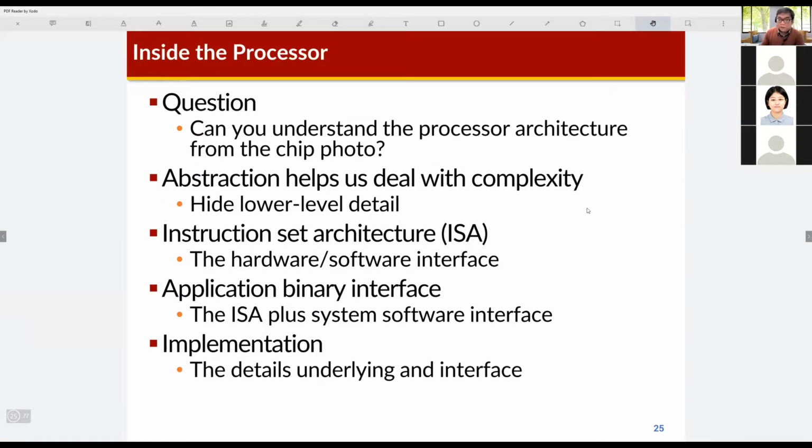My question is, can you understand the processor architecture? Processor architecture, in Korean, is 구조. Processor architecture means how the hardware works and how the hardware is organized. Using the chip model, we cannot understand it because the knowledge is not revealed to us.